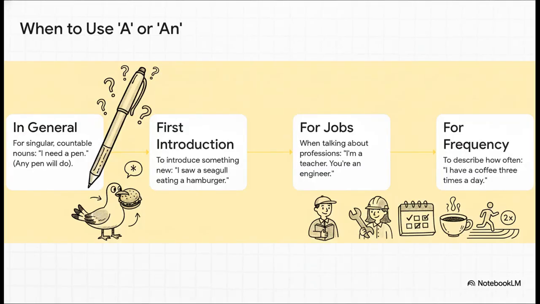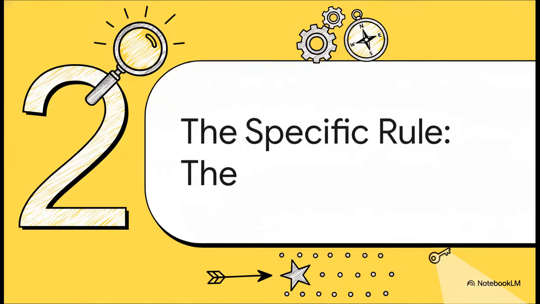So where do we actually use a or an? Well, first, for any general singular noun you can count. If I say I need a pen, I mean literally any pen will be fine. Second, you use it to introduce something into a conversation for the very first time, and hold on to that thought, we're going to come right back to it. Third, you use it for jobs. I'm a teacher. And finally, for frequency, like I have a coffee 3 times a day. Okay, you with me? Let's build on that now.